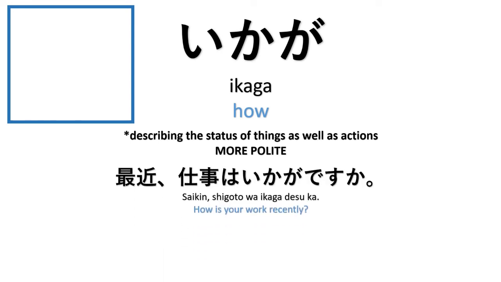Saikin shigoto wa ikaga desu ka? How is your work recently? Okay. So here we can replace ikaga with do. So do desu ka? But this is more polite. Shigoto wa ikaga desu ka? How is your work recently?